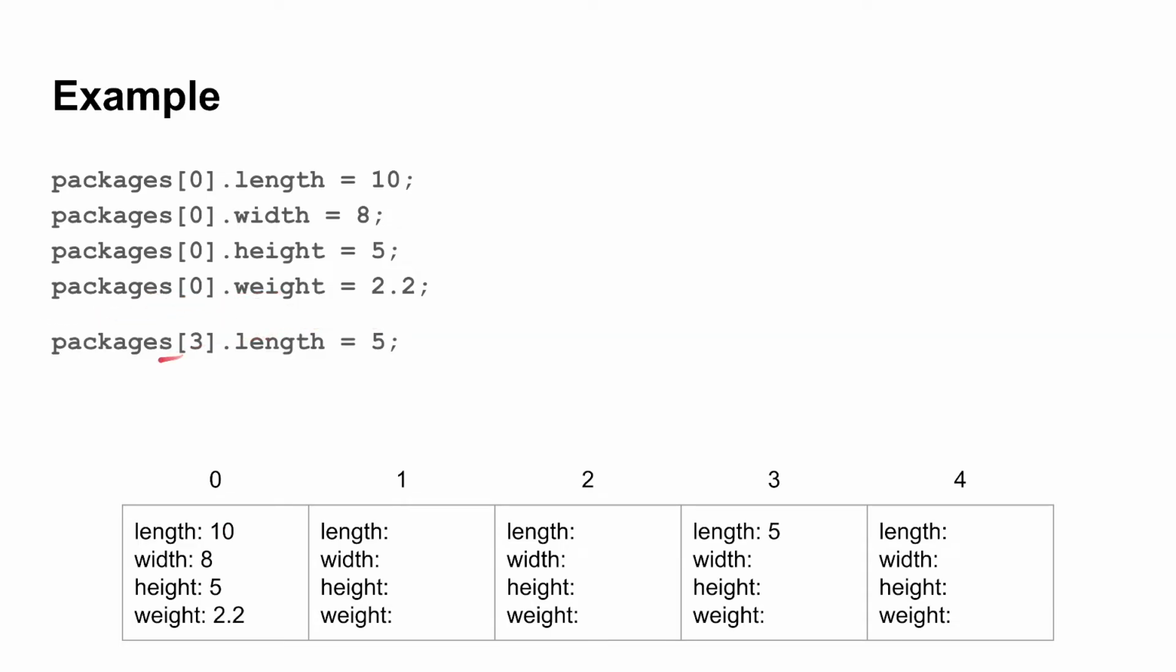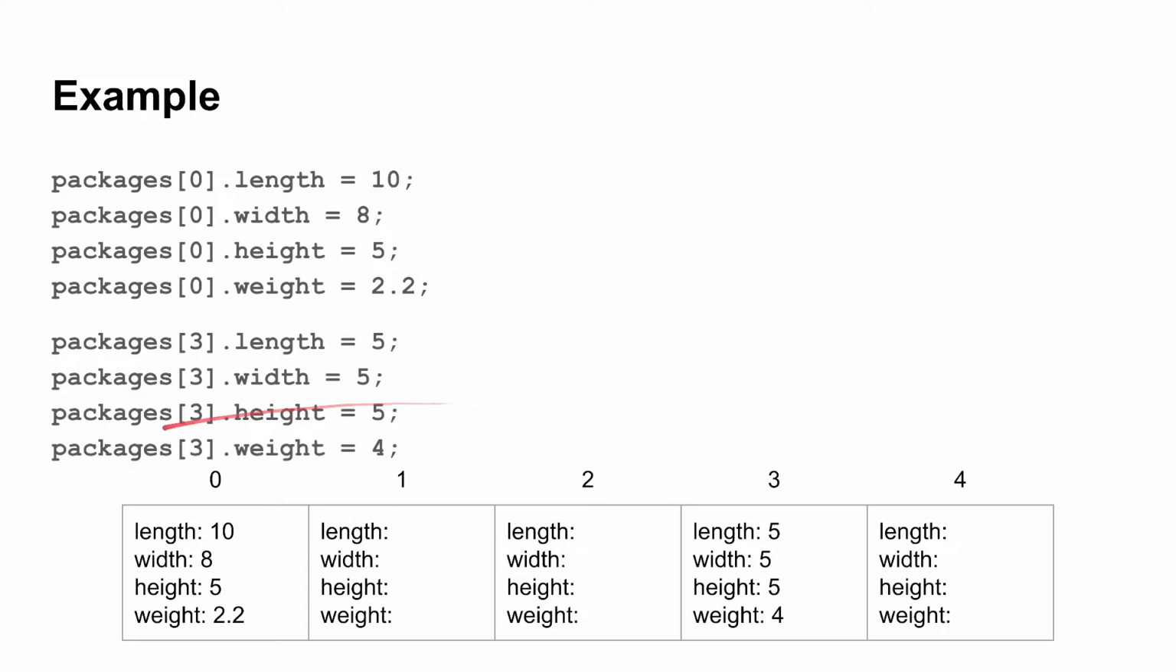If we did, say, at index 3, the length is equal to 5, you see over here at index 3, we get a 5. If we do the width to 5, we get a 5. If we do the height to 5, we get a 5. And if we do the weight to 4, we get 4.